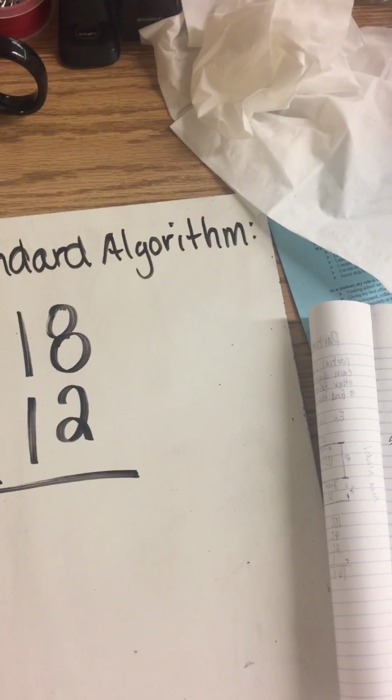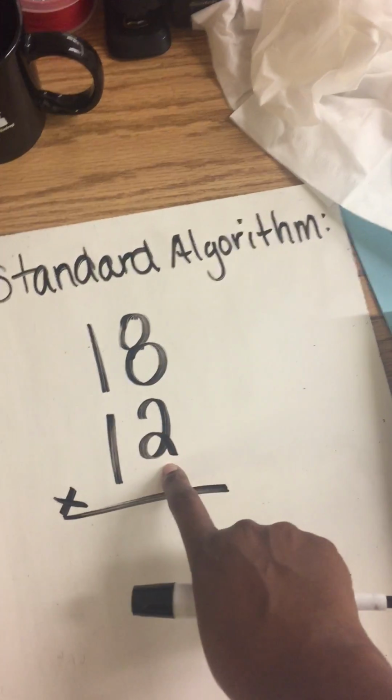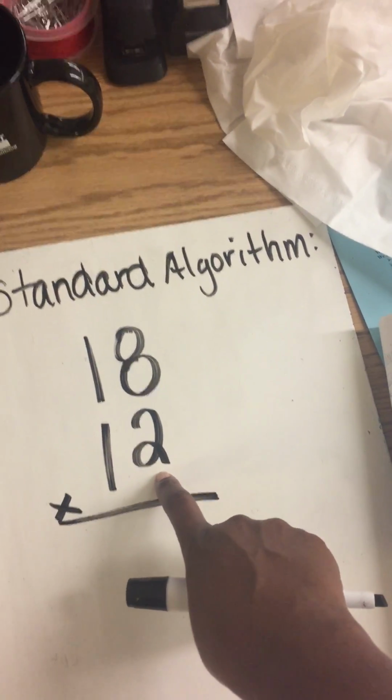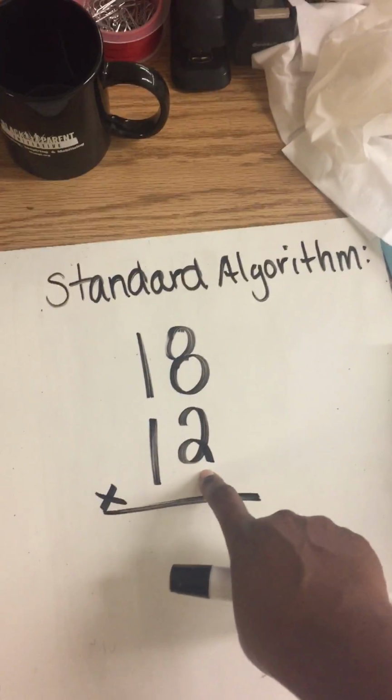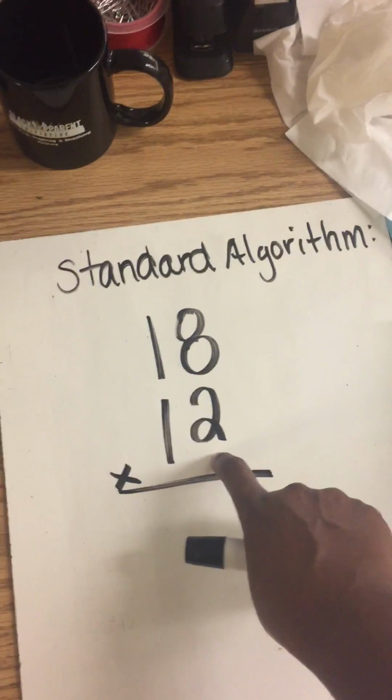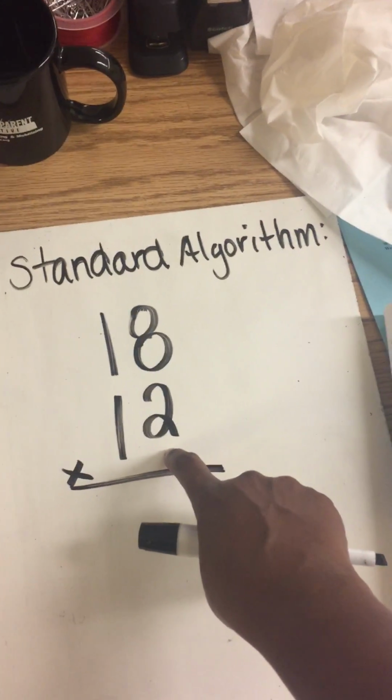Step 2 says multiply beginning with the numbers to your right. Well, depending on how many place values you have in your bottom number, you want to make sure that you start with the number to your right. So first we're going to deal with this 2 in the ones place.